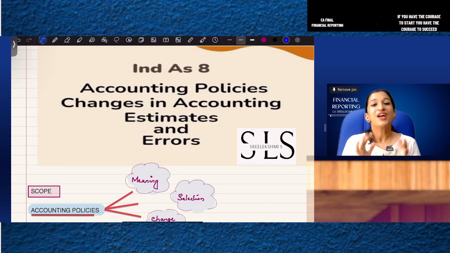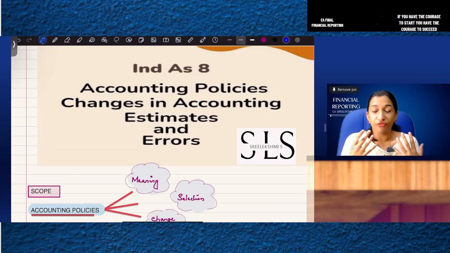Hello, dear students. Welcome to Ind AS 8 Accounting Policies, Change in Accounting Estimates and Errors. If you are doing the standard for the first time, does this title remind you of any other accounting standard you learned in your intermediate level? Yes, AS5. AS5, net profit or loss for the period, prior period errors and change in accounting policies.